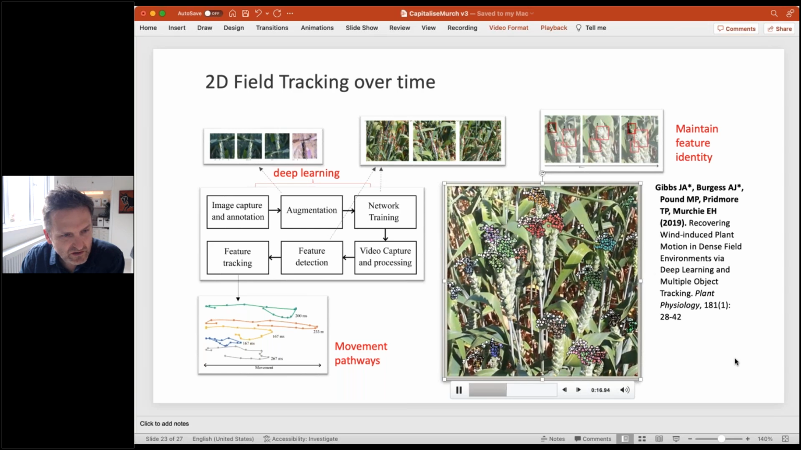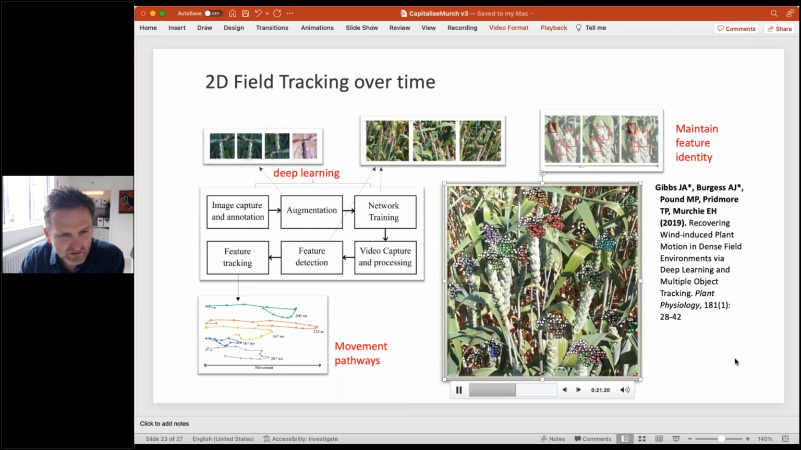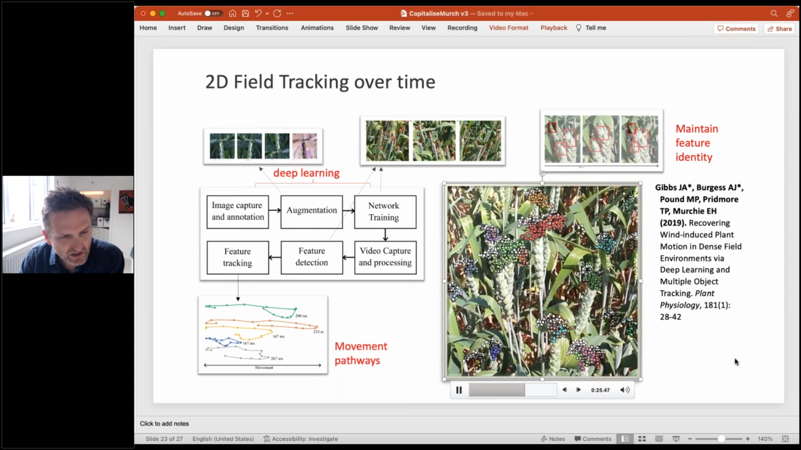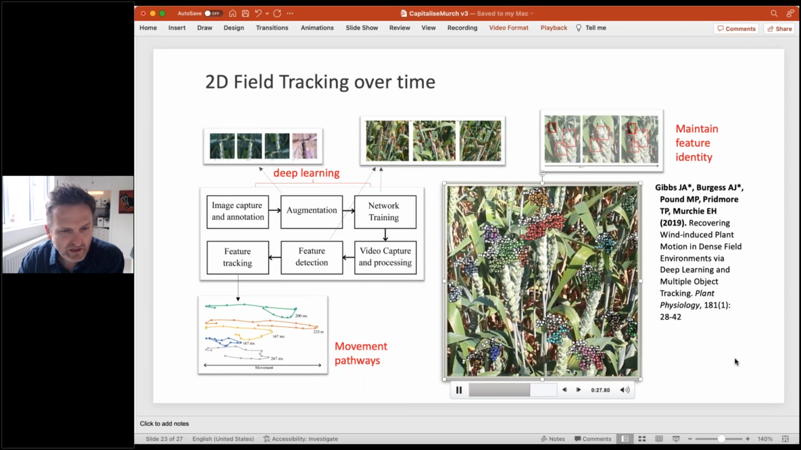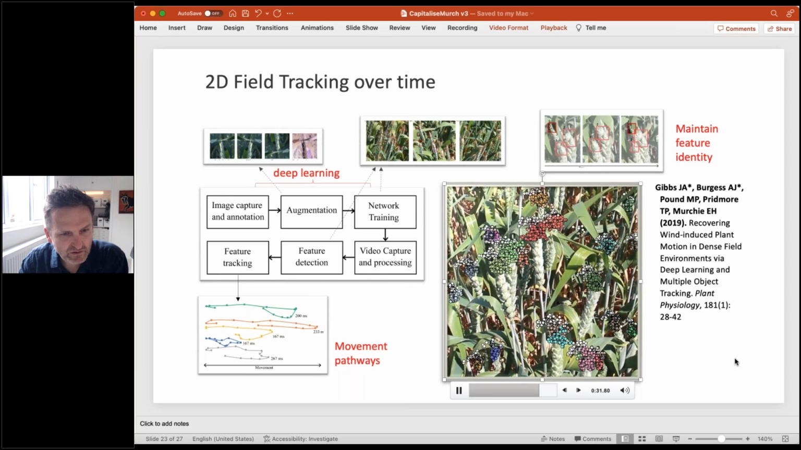However, leaves are more difficult, partly because of the complex nature of the field, the amount of occlusion that occurs in the canopy. So we've been looking at new ways of trying to monitor and track and quantify movement in the field.